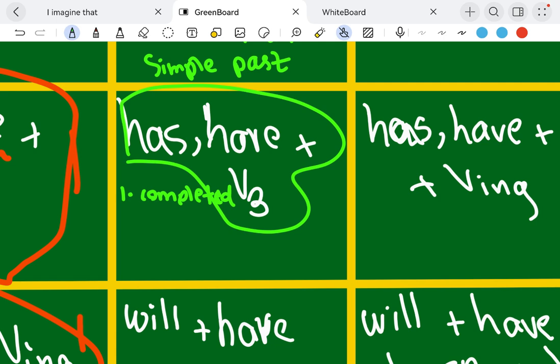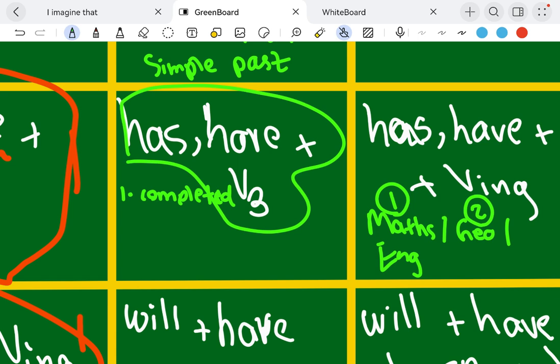So we have two periods. At school we got to learn math, right? We got to learn geography, then we got to learn English. Okay, let's say like that. So the first period is math, the second is geography, and the third one is English. So I'm going to give an example using the verb learn.